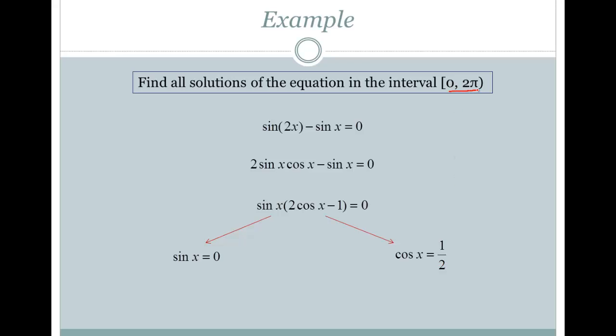Again, I'm on 0 to 2 pi. Open interval on the 2 pi side, so that 2 pi doesn't count. So for this solution, I'm going to get 0 right there, or pi. Okay, remember that sine of 0 is 0, and sine of pi is also 0. Over here, I'm looking for angles in the first and fourth quadrant. Okay, so I'm going to get pi over 3 and 5 pi over 3. Okay, so there are my 4 solutions to this equation.